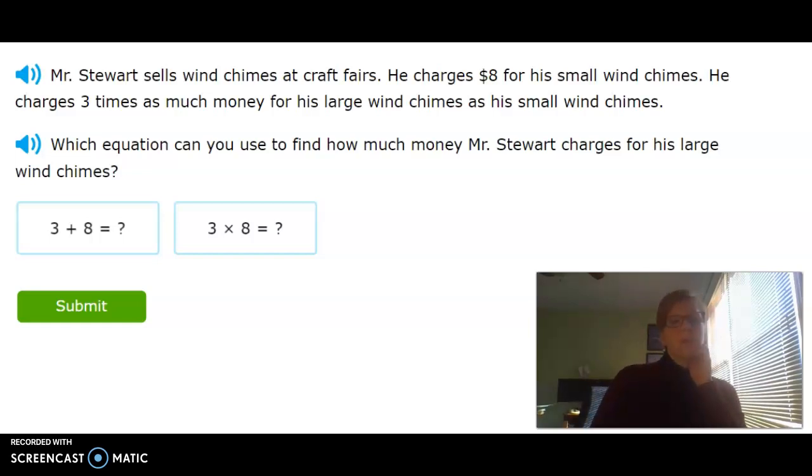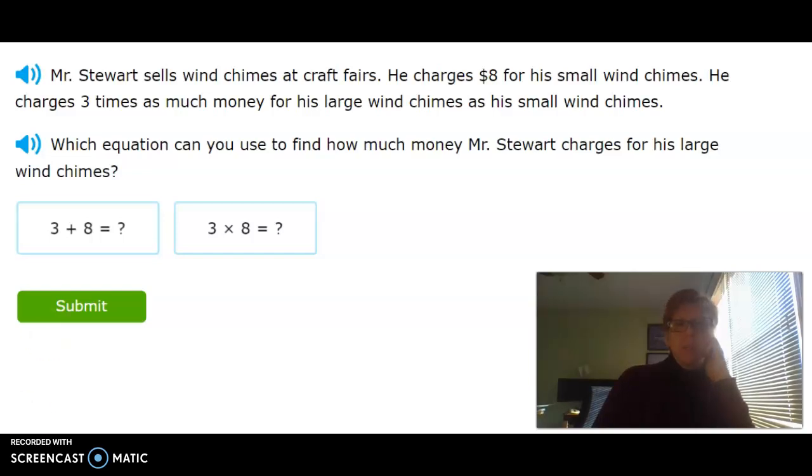We have in front of us a word problem, and it is our job to decide if we are going to add in this word problem or multiply. So we're going to look at the keywords in this word problem, and we're probably going to be looking at some start, change, result. So let's read the word problem.